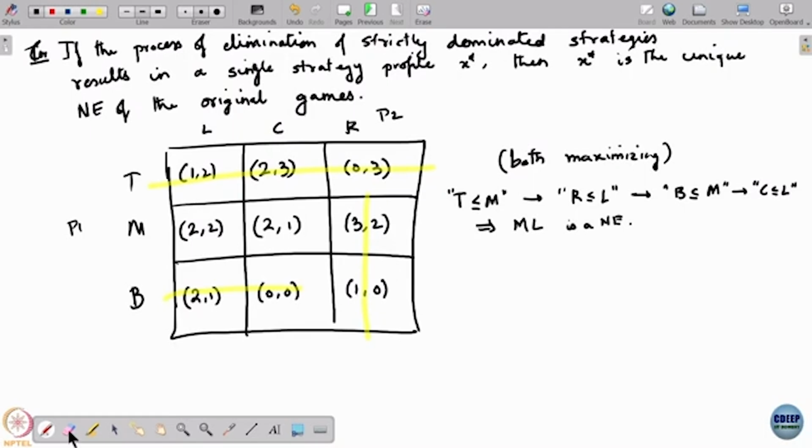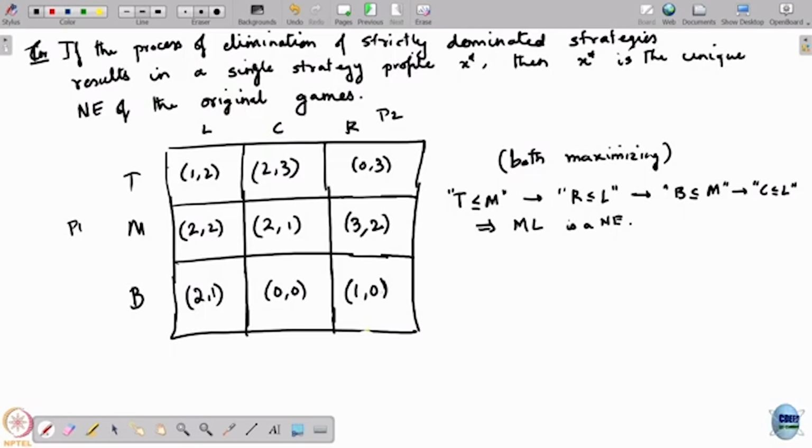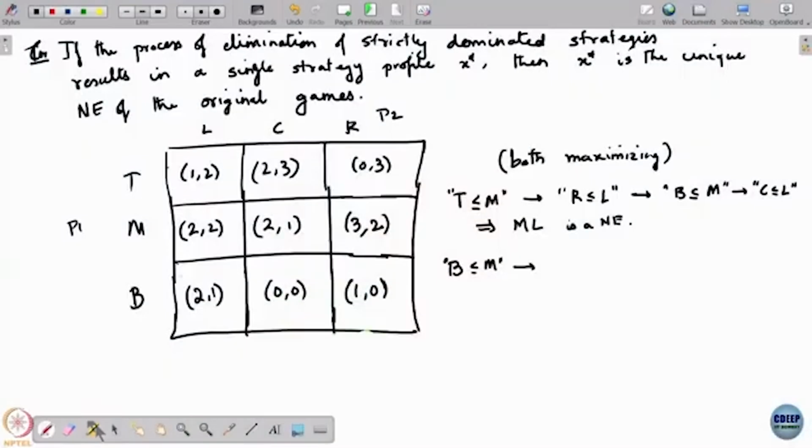Now, let us see if we can go through another order. Let us take the order where B is actually dominated by M. So, I can eliminate B, since B is dominated by M. So, get rid of B first. Okay, B is removed, so you are left with just the upper box.